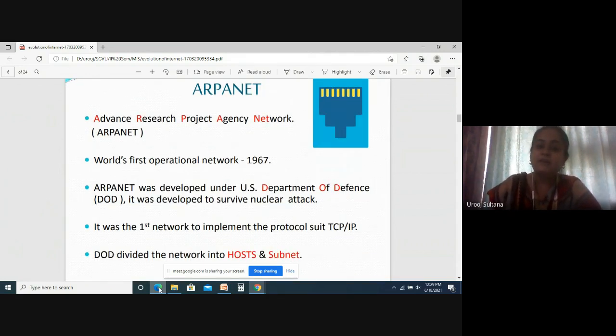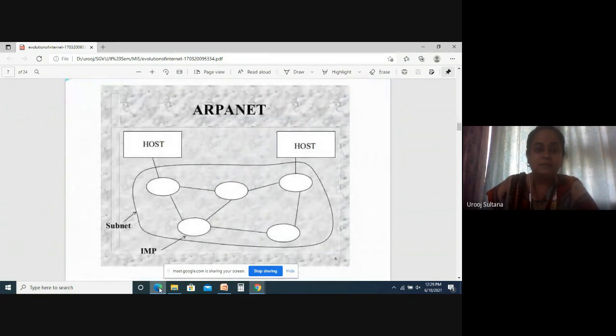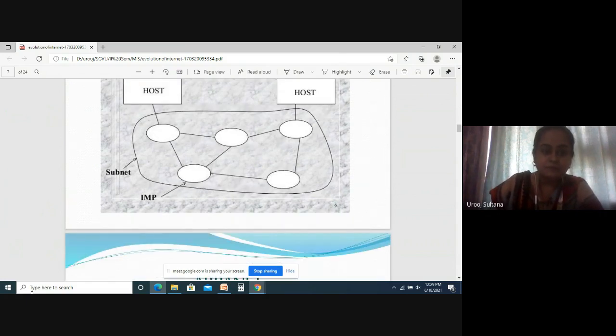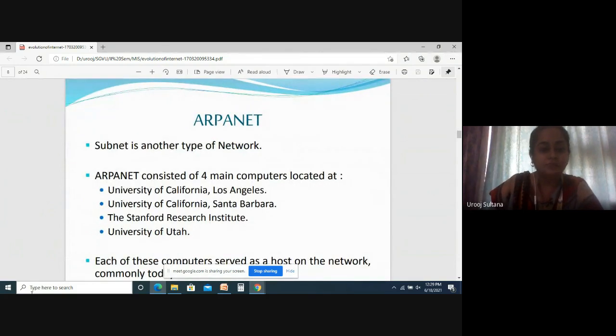So DoD divided the internet into hosts and subnets, subnetworks. This is the basic diagram. My cursor is not visible. Fine. These are the hosts, and the hosts combined together form a subnet. Fine. So ARPANET, subnet is another type of network.